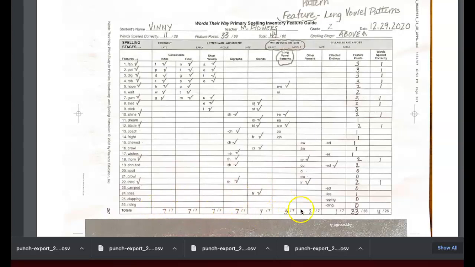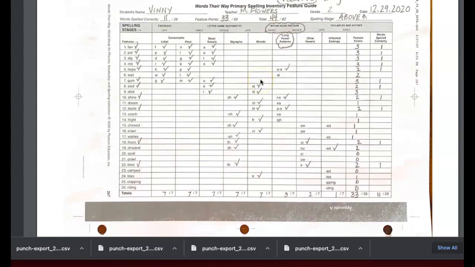So once I have this all filled out, I go back up to the top of the feature guide. I'm going to write the number of words spelled correctly, the total number of feature points, the total of those 2 goes here.